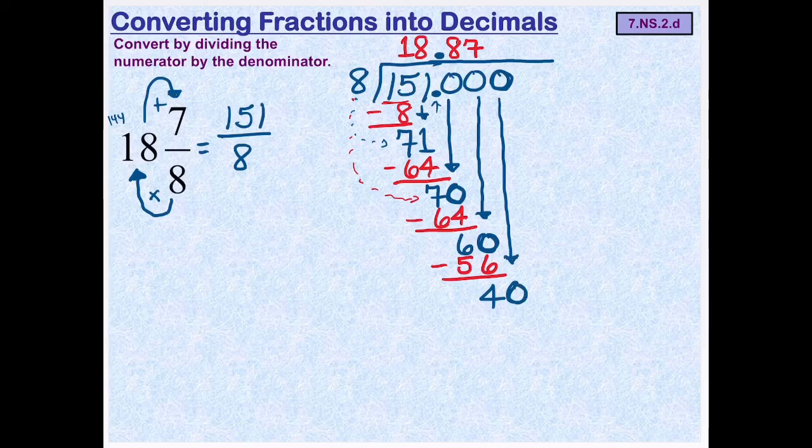So how many 8s divide into 40? Well, that's 5 exactly, because 5 times 8 is 40. And you get 0. So did this quotient terminate or did it repeat? This one definitely terminated.